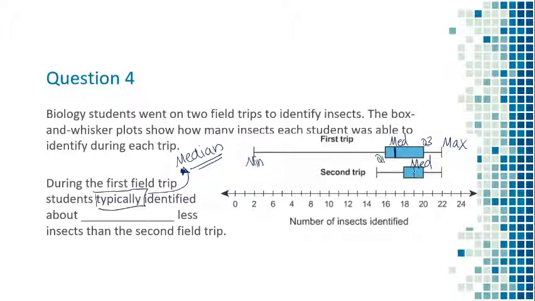Okay, so let's see how many less they identified. So in the first field trip, if I come down, it looks like this is 17 insects, as opposed to the second field trip, we're down here at 19. So we went from 17 minus 19, which is going to give us 2. So it's 2 less insects than the second field trip.